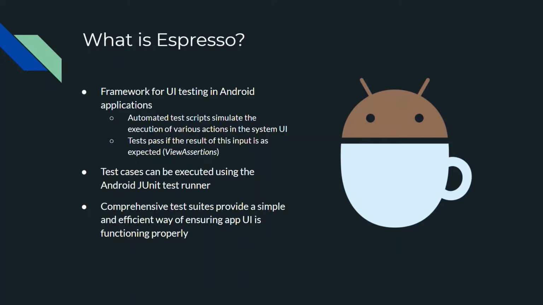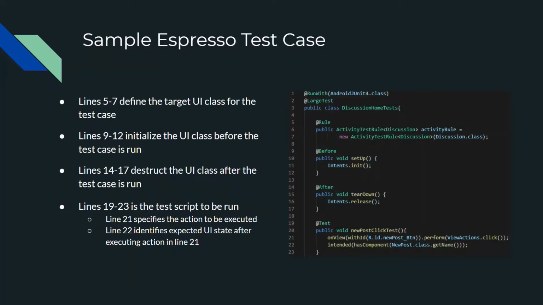Another important thing I'd like to note is that a comprehensive set of these Espresso test cases and test classes can, with just the single click of a button, confirm to a developer that their app's UI altogether is working exactly as it should. So it's very powerful. The next thing I'd like to show is just an example of a very simple Espresso test case and test class.